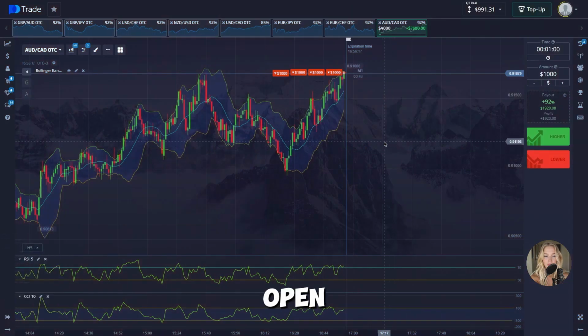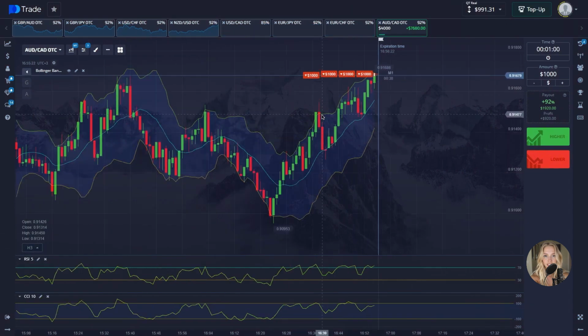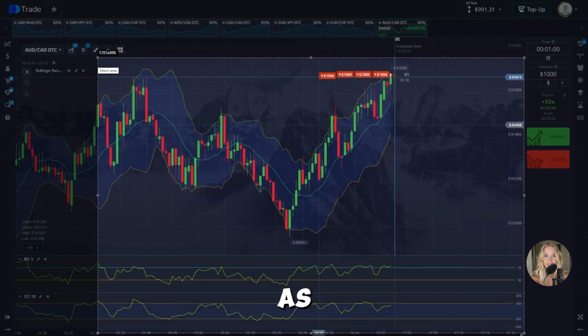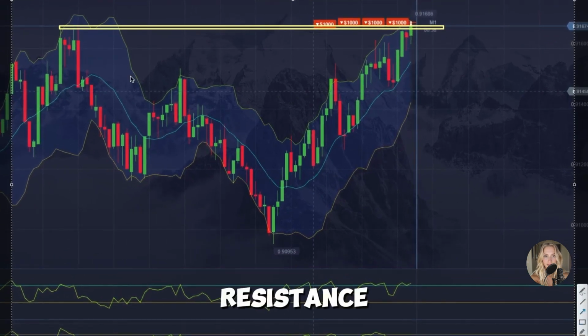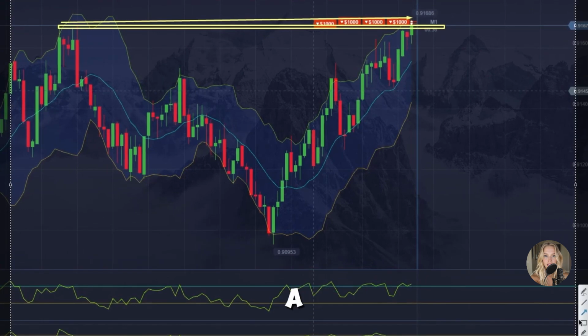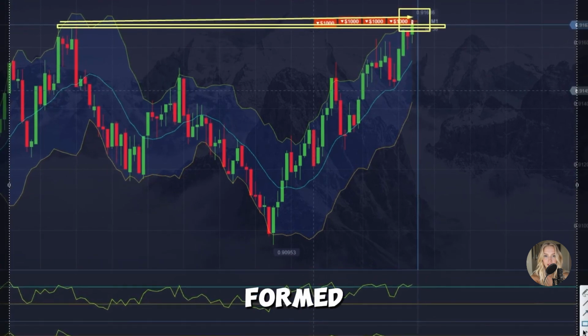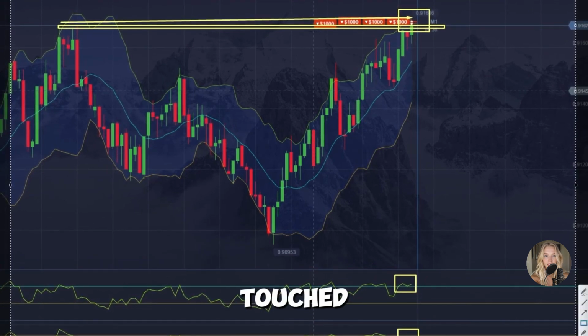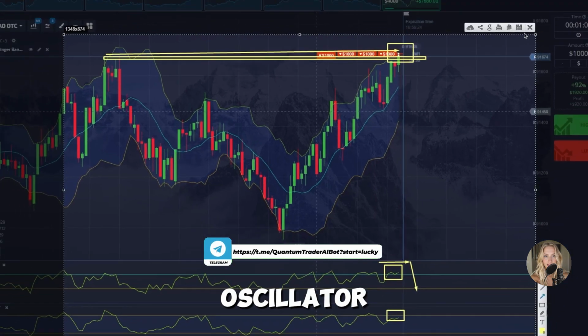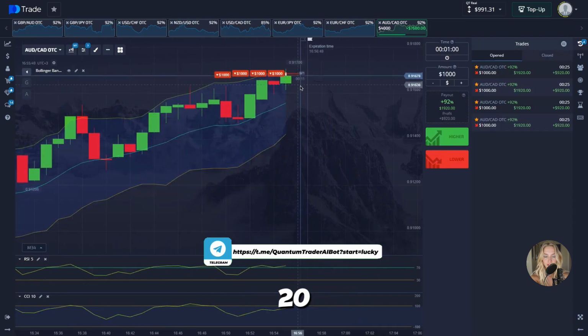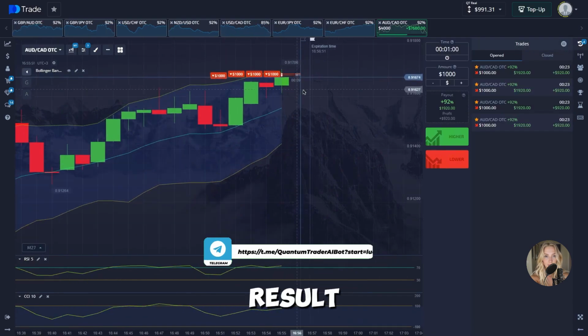And here we will open our final trades. We will open them again for a decline. The trades are open on the same principle as the previous ones were opened. We will highlight the working area. The resistance area has broken through. A new local maximum has formed. The upper Bollinger Band has touched, and I will expect an exit from the overbought area along the RSI oscillator. We have about 20 seconds left to watch the result.